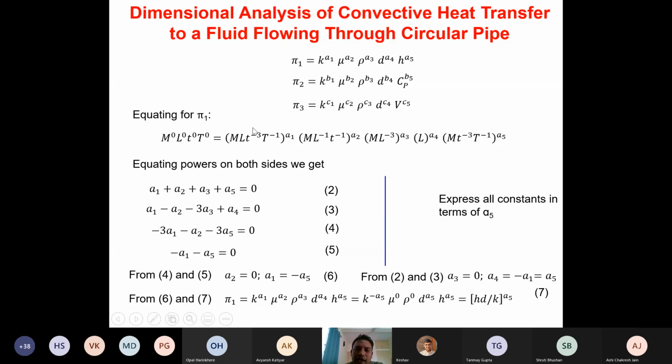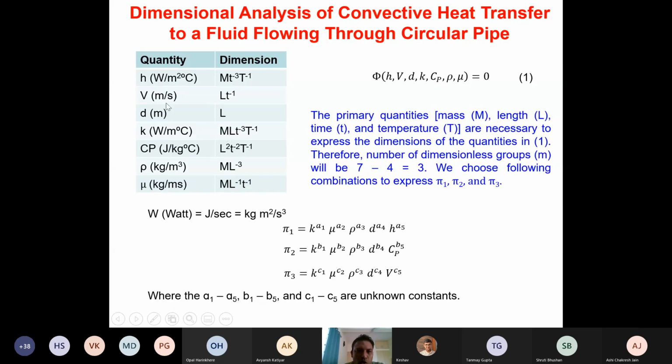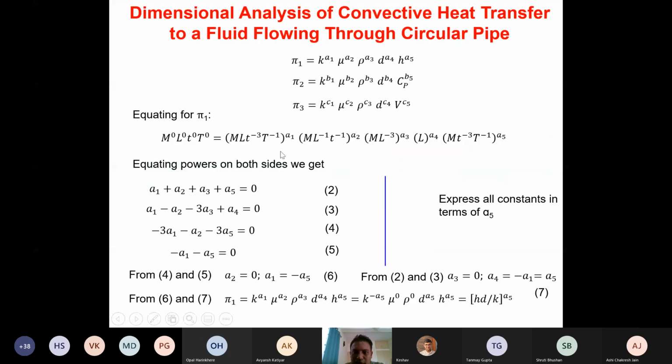So here the dimension of K we already know. The dimension of K is M L T raised to the power minus 3 into capital T inverse. So that is what has been written here, raised to the power A1. And similarly, all the dimensions are put here. Now by putting all these dimensions, we can equate the dimensions here. The dimensions of mass can be equated to the mass, the dimensions of L can be equated to L, and similarly for T and capital T. So that is what has been done in equations 2, 3, 4, and 5.